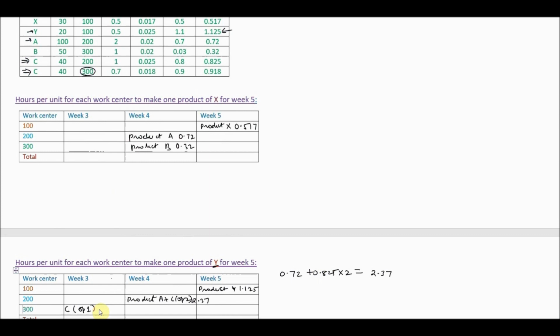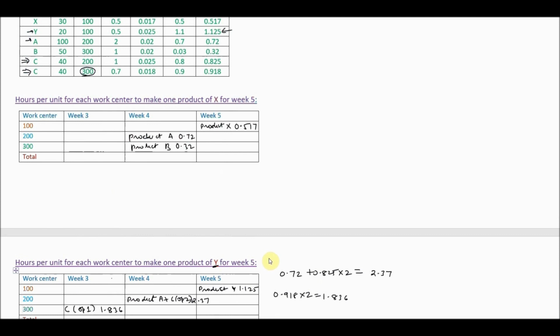And for C, which is op 1, again 0.918 multiplied by 2. So 0.918 multiplied by 2, which is equal to 1.836. So 1.836 hours. So we now have the information on time required each week from each of the work centers to process 1 unit of X and 1 unit of Y.